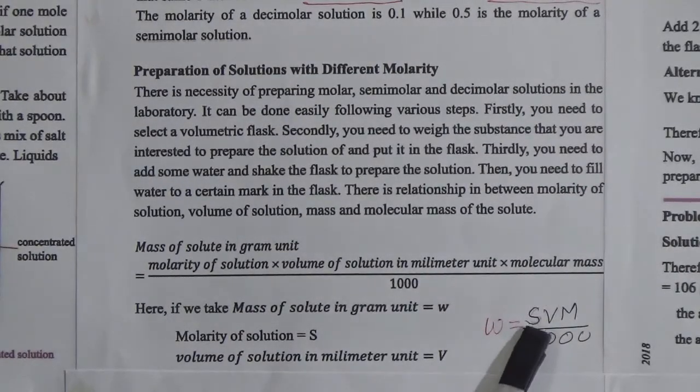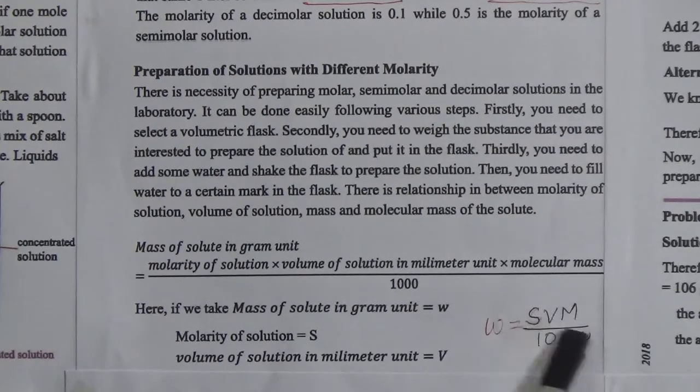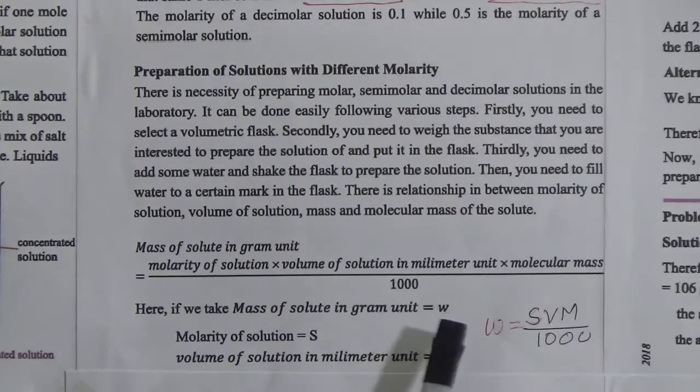S is equal to molarity, V is equal to volume of the solution in milliliter, and M is equal to molecular mass of solute. Molecular mass of solute, not the solvent. And that also, W is also for solute, M also for solute.